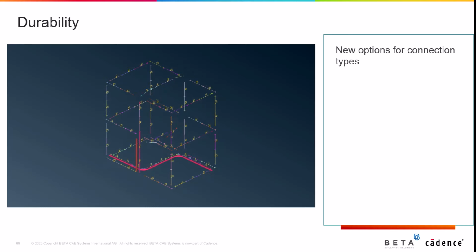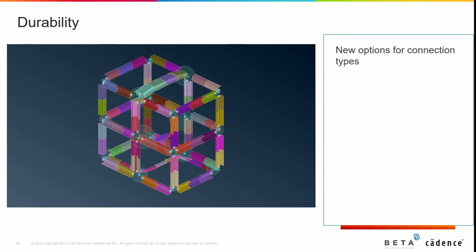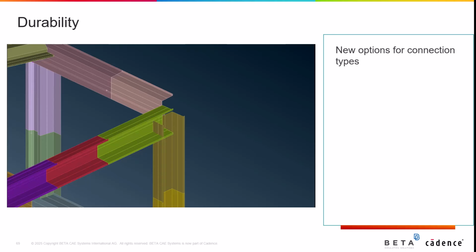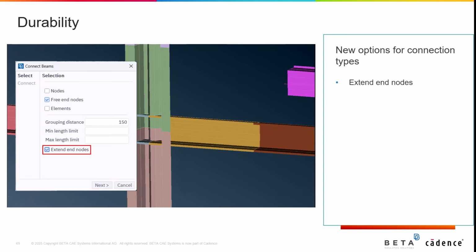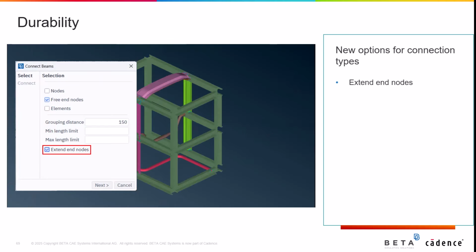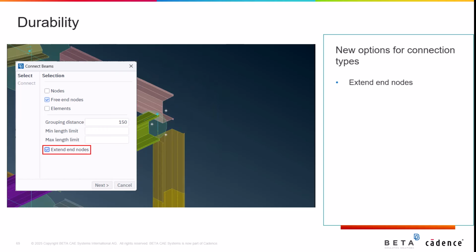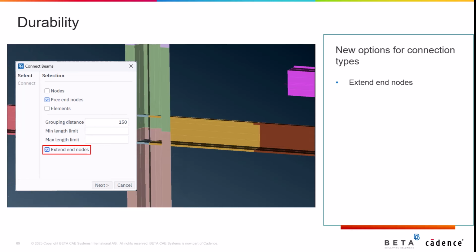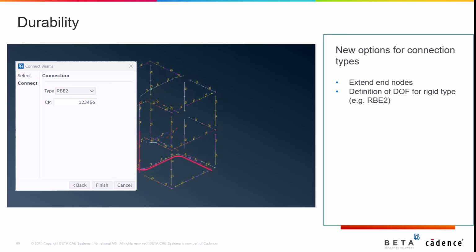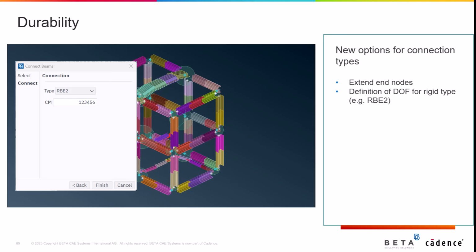In the Connect Beams function, several new options for connection types have been introduced. The new Extend End Nodes option provides control over the extension of the end nodes, allowing for precise adjustments. In the case of the rigid connection type, such as RBE2, it is now possible to define degrees of freedom, offering greater customization.